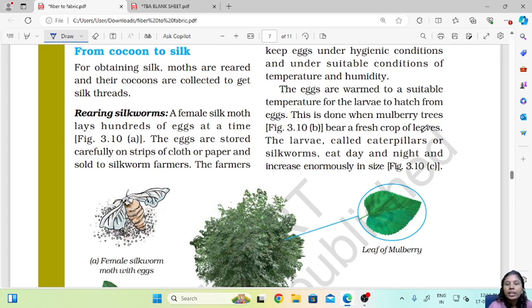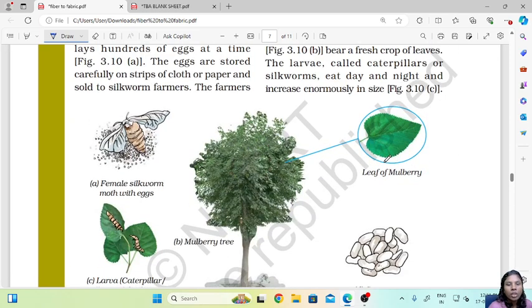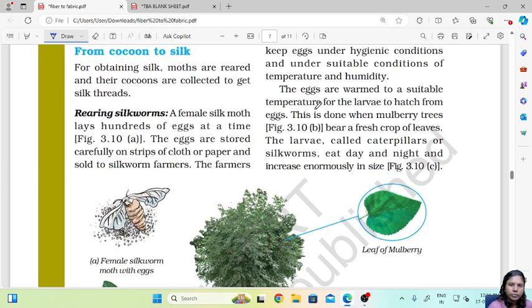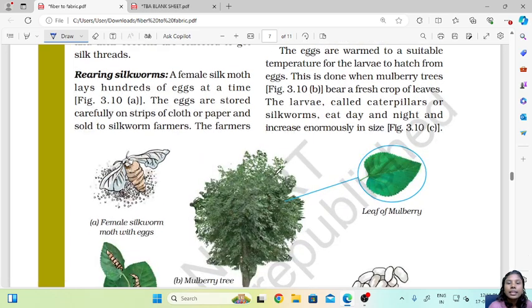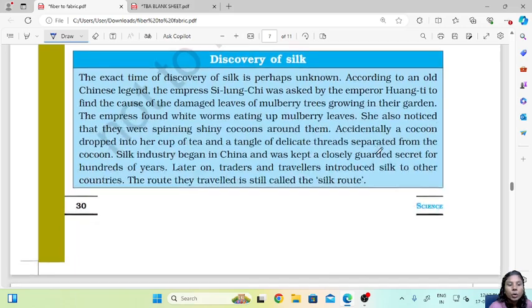The larvae, called caterpillars or silkworms, eat day and night and increase enormously in size. So now what they are saying is that when the eggs are going to convert into larvae, the mulberry tree begins to bear a fresh crop of leaves, when it gets new leaves. So these larvae feed upon these leaves day and night, and they increase enormously in size. They keep on growing.